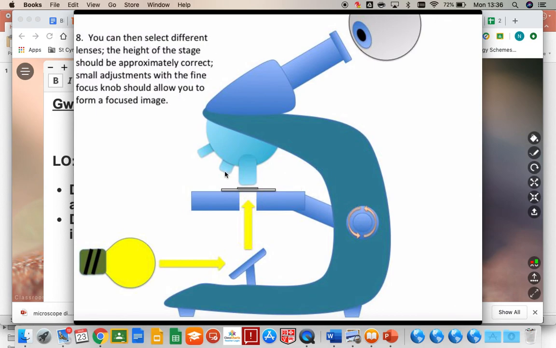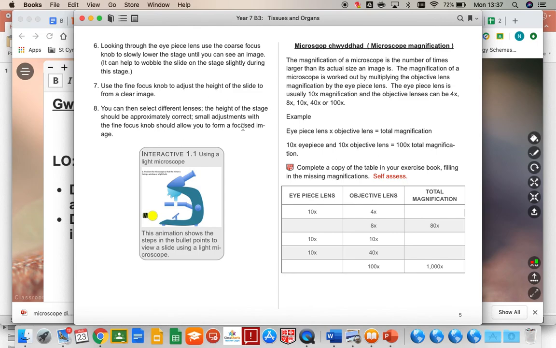Once you've got it on the lowest power, then you can turn to the other lenses, and it should be about right in focus, but you might need to move the fine focus a little bit. A good idea is to just turn it one whole turn one way, and if it hasn't got any better, turn it back and then go the other way to see which way you need to go. And that's that. That's how to focus a microscope.